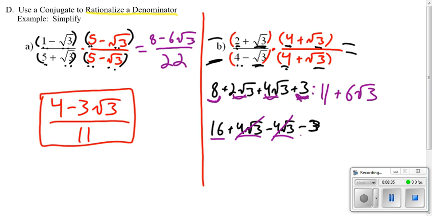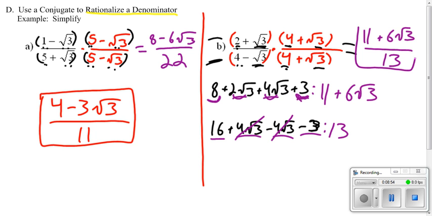Then we're left with a 16 minus 3, which becomes 13. So in the end, our answer is 11 plus 6 square roots of 3 over 13. And in this case, there is no greatest common factor because you can't divide anything by or out of 11, 13, and 6. So our final answer is right there.